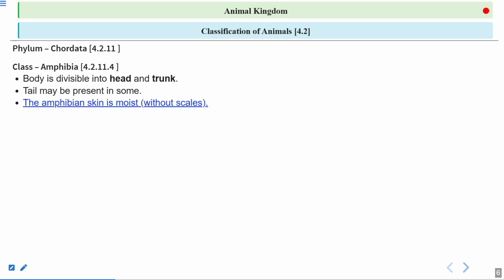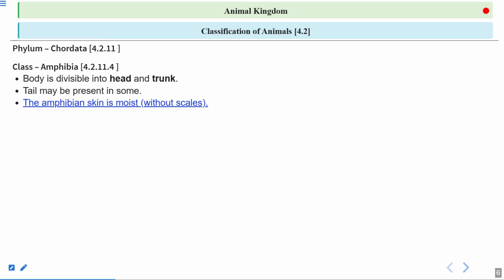The amphibian skin is moist. If you see the skin of amphibians, they have very moist skin. Now, there are many advantages of this moist skin to the frog.